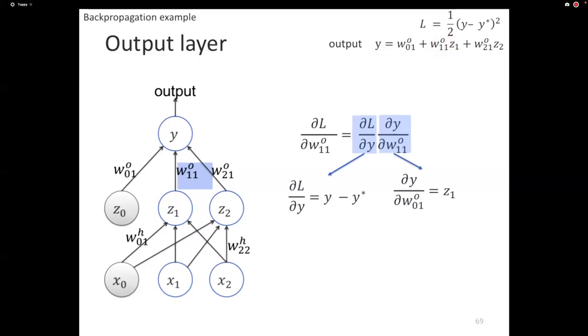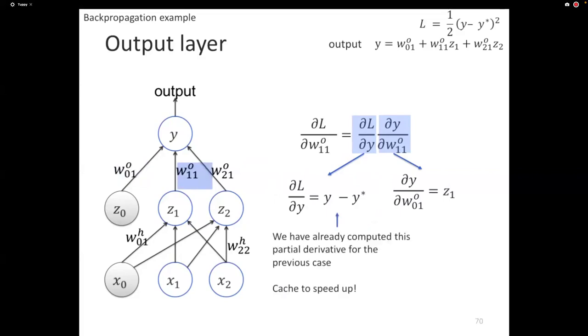But here we are seeing something interesting. This quantity is the same as what we saw here. So there's no reason to recalculate it, because that's two steps of computation that you can save. We've already computed it. If we cached it, then we would save some time. And that's an integral part of backpropagation.